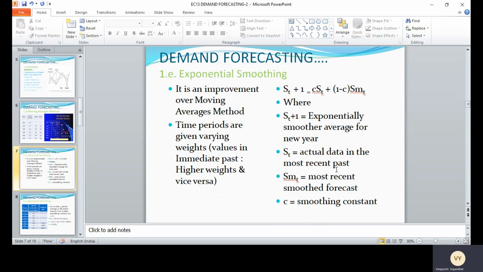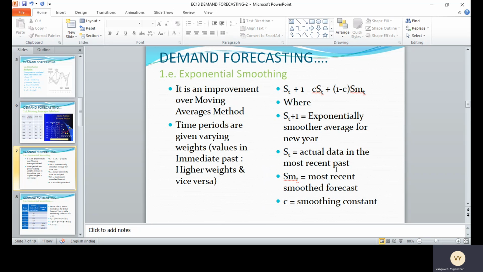In this, we come across one formula: S(t+1) equals C S(t) plus (1 minus C) SM(t). Let us see what is what. S(t+1) equals the exponentially smoothed average for the new year. Exponentially smoothed. Let us take one problem so that you understand this better.